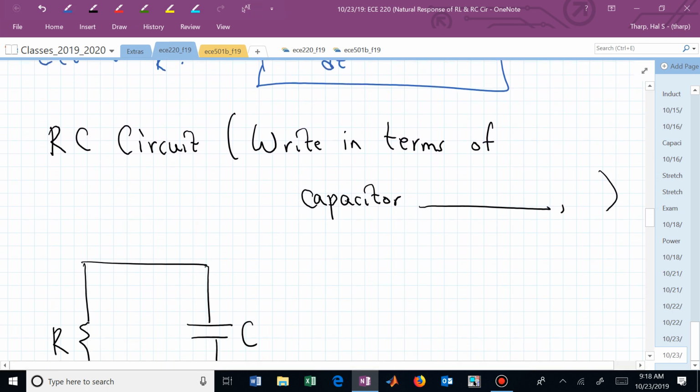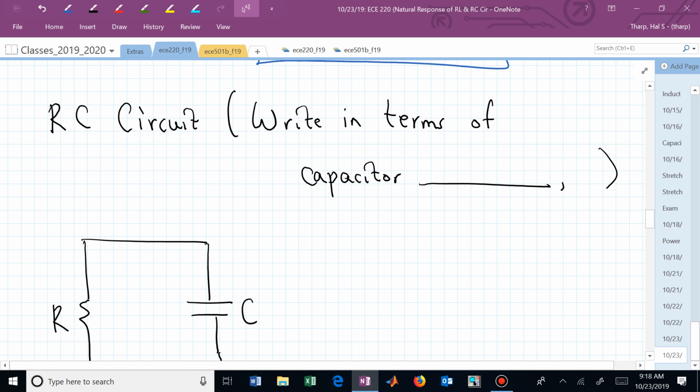What about the RC circuit? When I say capacitor, you say voltage. We have to go back to ICE, don't we? So it's getting colder now. Now we think ICE. I say capacitor, you say voltage. So we're writing in terms of capacitor voltage, or v_C(t).